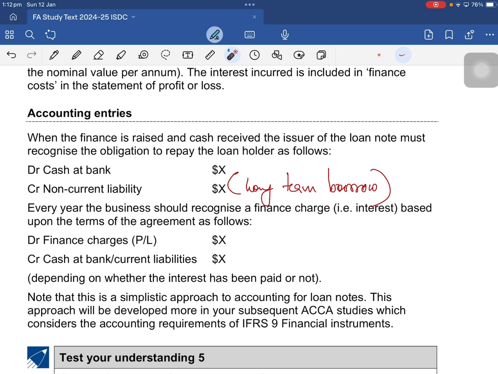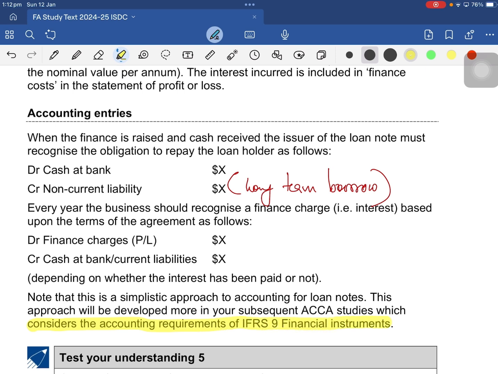This is something that you study in the next level. Either you can take it on the same account if you are not going to pay anytime sooner, but if you are going to pay it within 1 year, you have to open a current liability. Clear? So it depends.